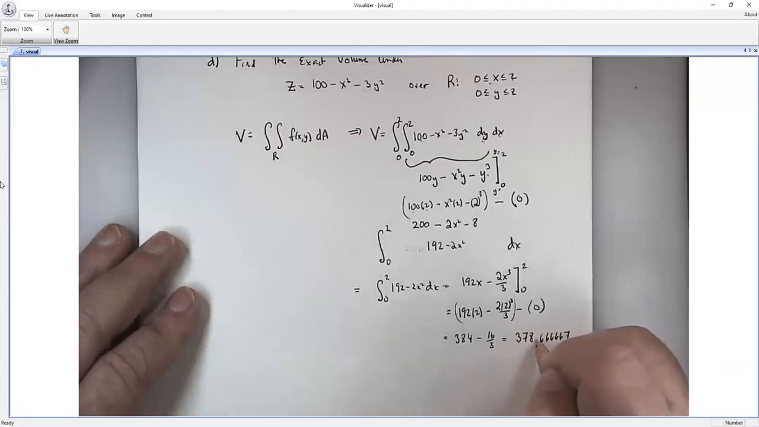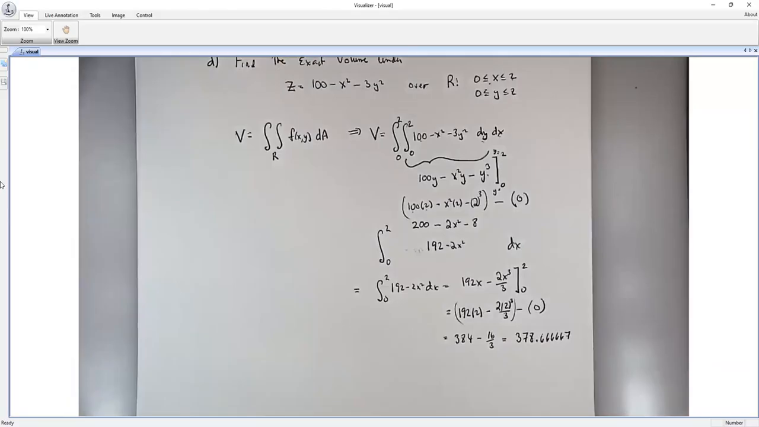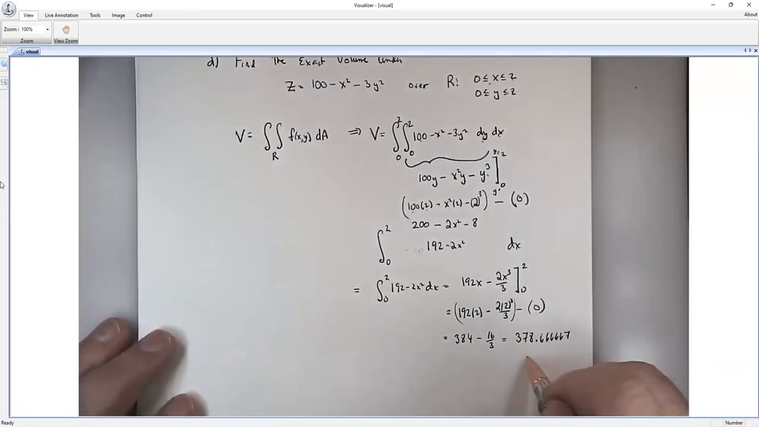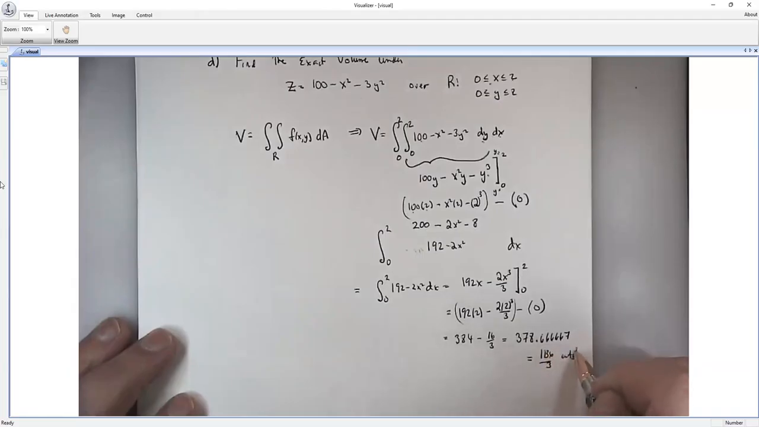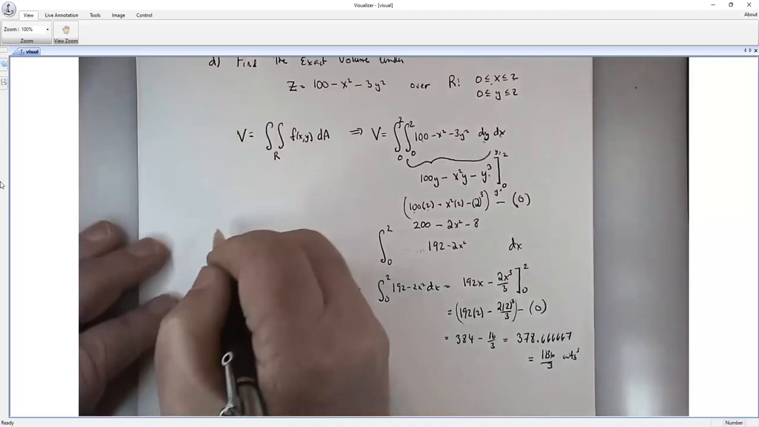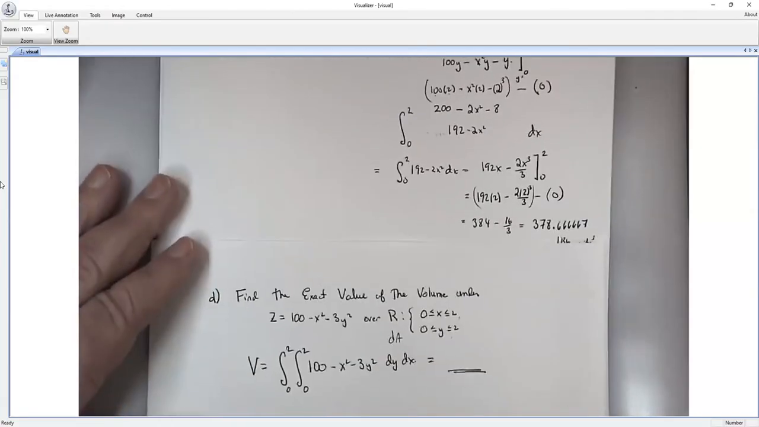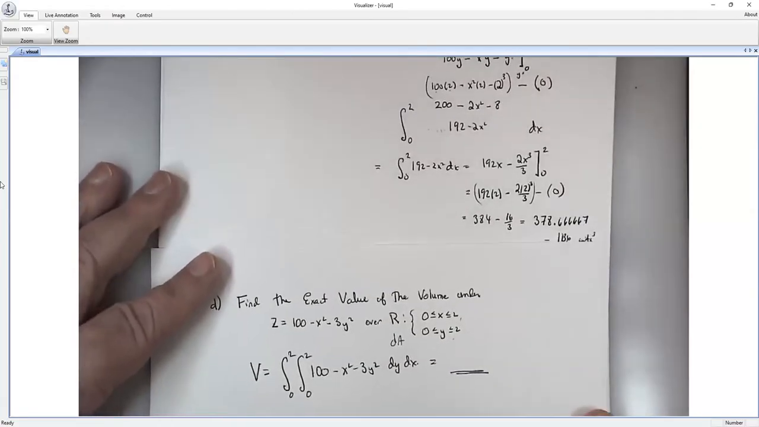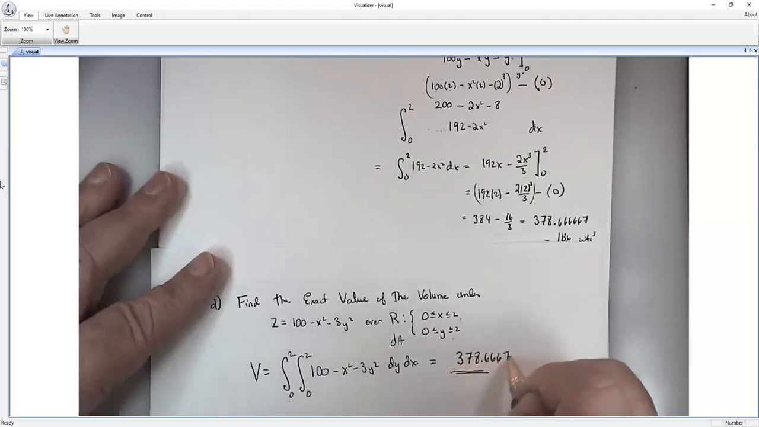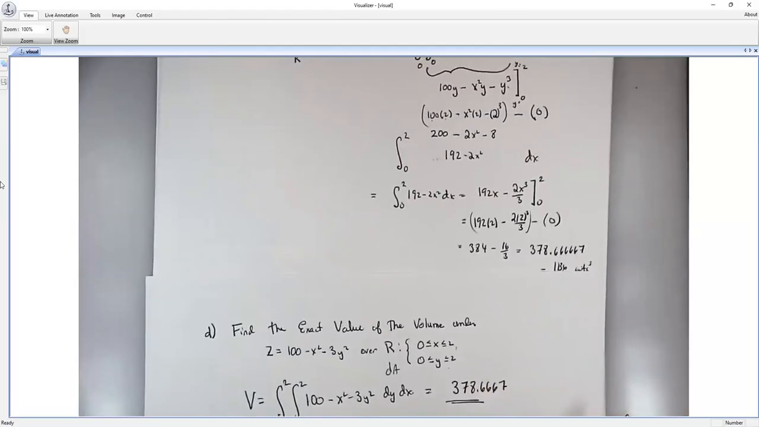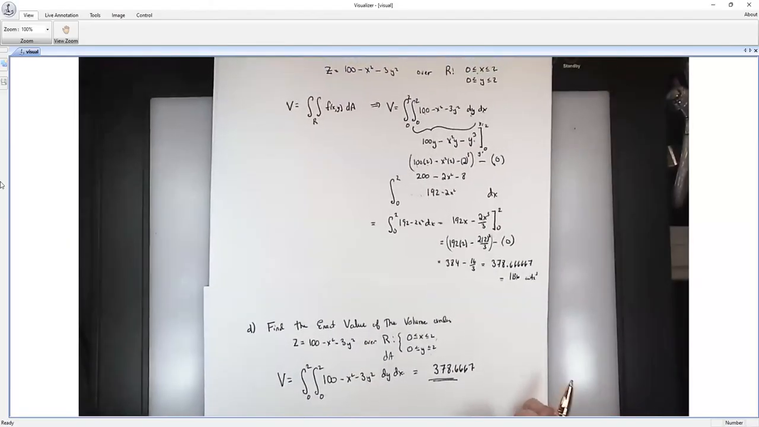378.6666667. And I went decimals on this. I can make it into a crappy fraction if you want me to. That really doesn't help us out much. 1,136 thirds. Okay, and this of course would be units cubed. So for our answer, just to save myself some time and space, I'll recopy the problem down here. I got 378.6667 when I integrated this thing. Does that make sense? So there's my answer.